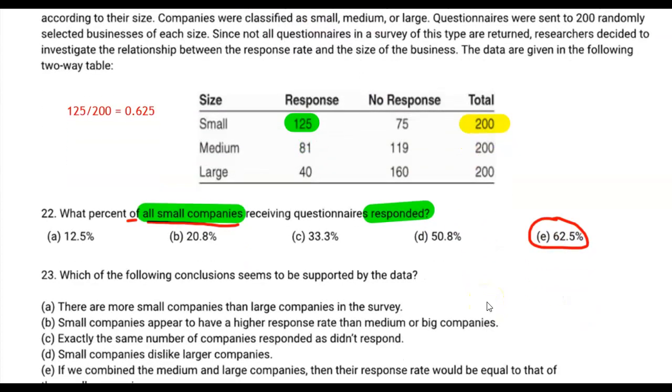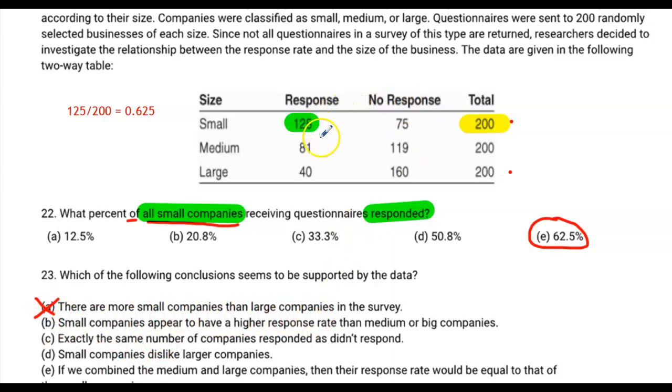Last but not least, we're looking for a conclusion that seems to be supported by the data. So let's go through them one at a time and try to figure out whether they make sense. Let's see if they pass the sniff test. The first one, there are more small companies than large companies in the survey. Looks like there are the exact same number of large and small companies in the survey, so that's probably not true.